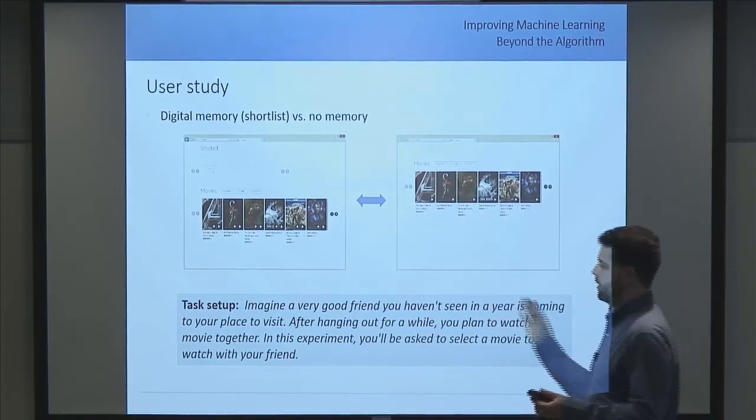And the task prompt that we gave people on Amazon Turk was, imagine a very good friend of yours is coming to your place to visit. After hanging out for a while, you plan to watch a nice movie together. In this experiment, you'll be asked to select a movie to watch with your friend.